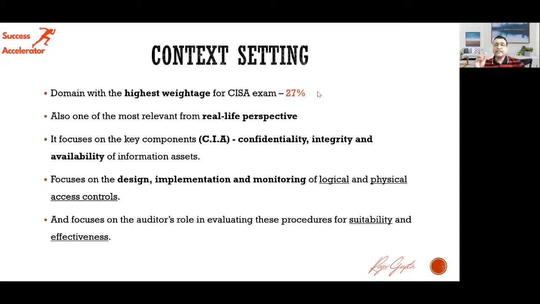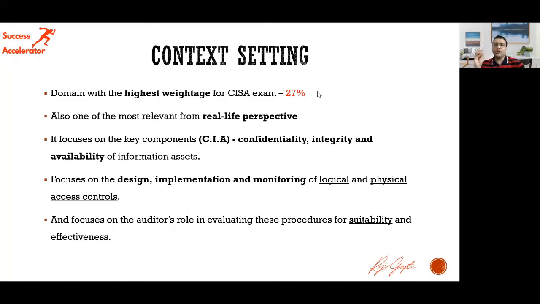Then in this domain, you will also learn the importance of the acronym CIA, also called AIC, which stands for Confidentiality, Integrity, and Availability of Information Assets. Please remember, and I may have covered that in one of the previous videos, as far as ITGC, IT General Controls, is concerned, CIA is the foundation for ITGC.